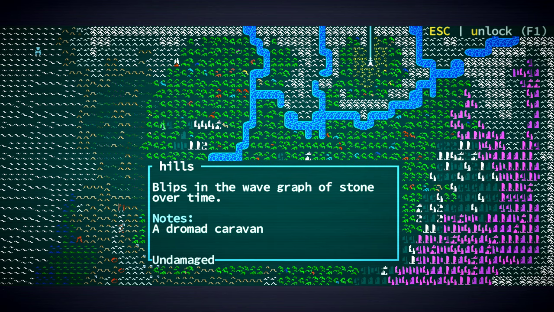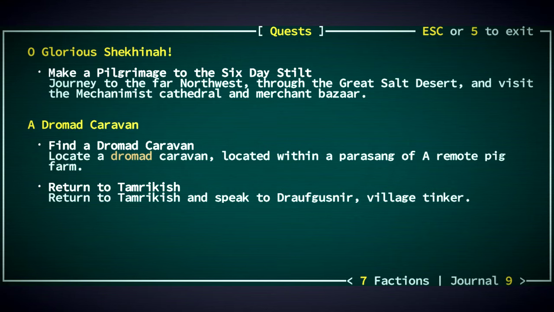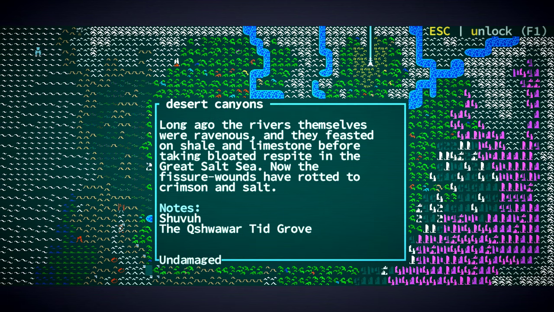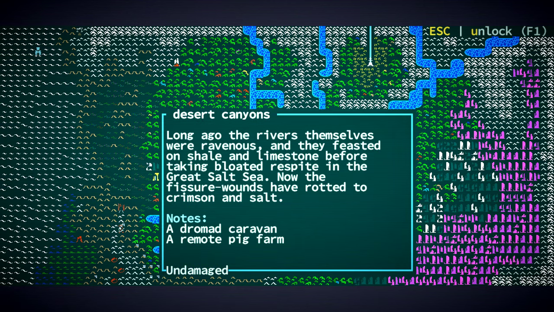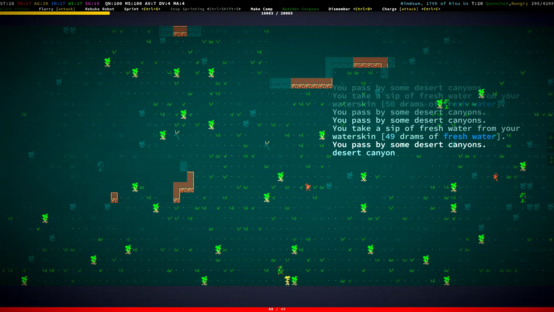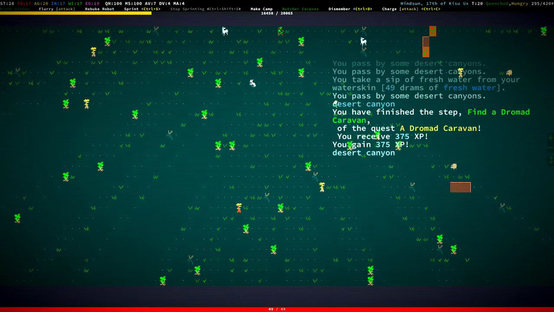Where is it? We're looking for... We have yet to find the Dromad caravan that's within a parasang of the remote pig farm that they're talking about. We found a ton of caravans, but not that one. It could be over here. Yeah, right. Let's go over here. And from here, we just did it. We did it. It's right here. Wonderful. Excellent. All right, we'll talk to that caravan.